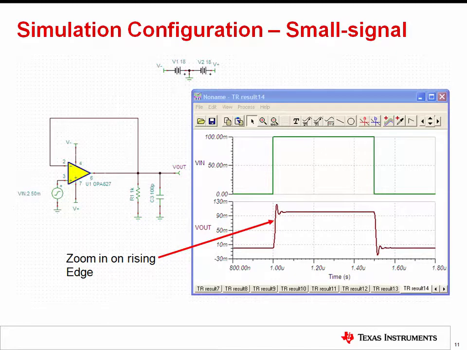Just like with large signal input steps, we can simulate the small signal rise time of an op-amp using TINA. Here we show the simulation results for the OPA827 with a 100 millivolt input step. In the next slide, we'll zoom in on the rising edge so that we can accurately measure the small signal rise time.